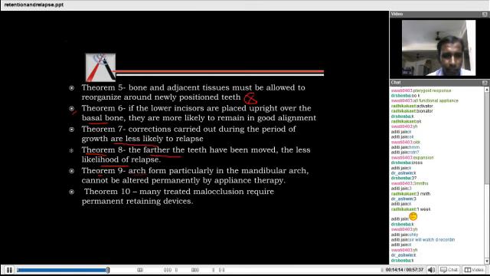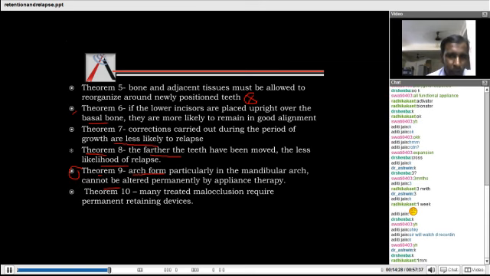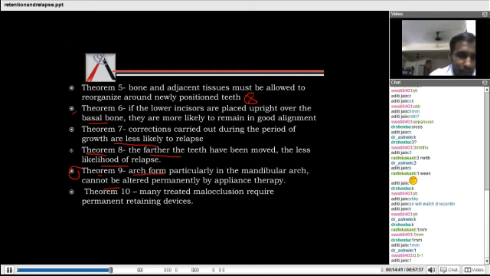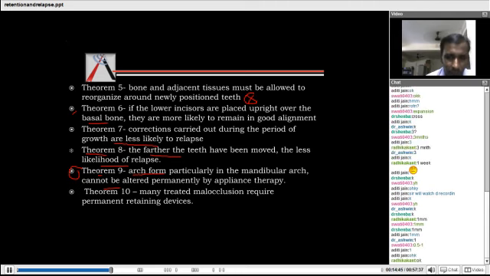Theorem 9: arch form of the mandibular teeth should not be altered, particularly your intercanine width. It's very important. You should not expand the intercanine width. How much can you expand maximum in the canine region? I gave some protocols. Maximum expansion, 1 mm, very good. Anterior incisors, 1 to 2 mm, keep that in mind. Canine 1 mm, premolar and molar 3 mm. Please remember that, okay?